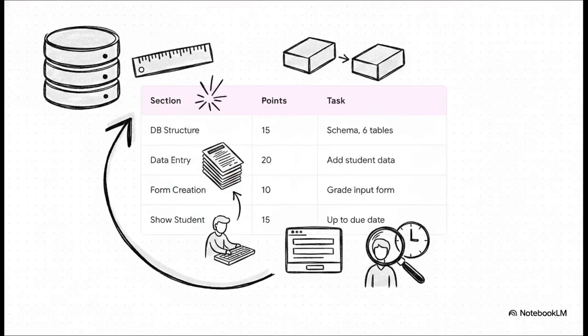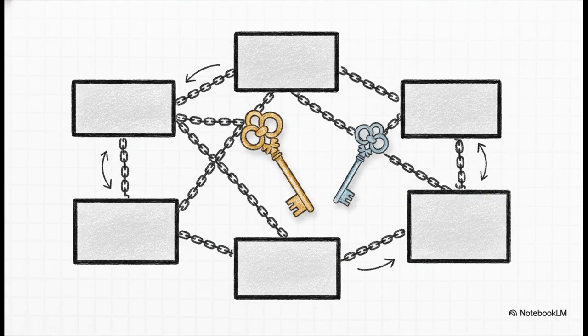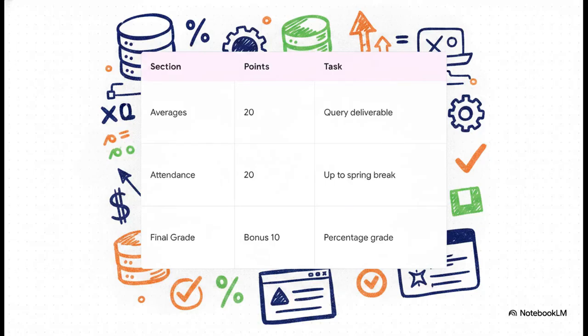Follow the rubric like a map. You'll snag an easy 15 points just for setting up the structure. You gotta build at least 6 tables. And please, make sure those primary and foreign keys are clearly defined. Watch out for the heavy hitters. Calculating averages and attendance percentages using SQL are 20 points each.